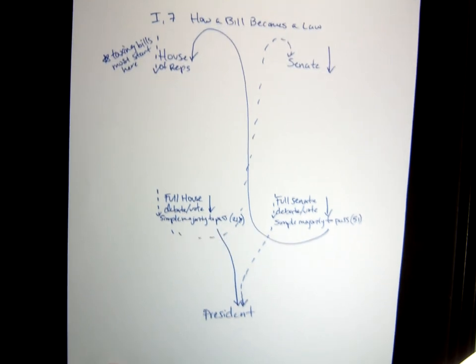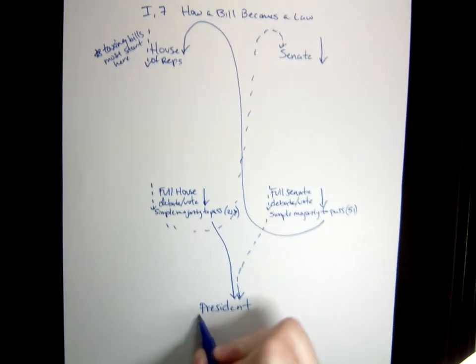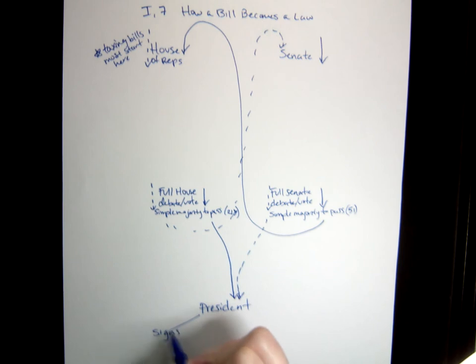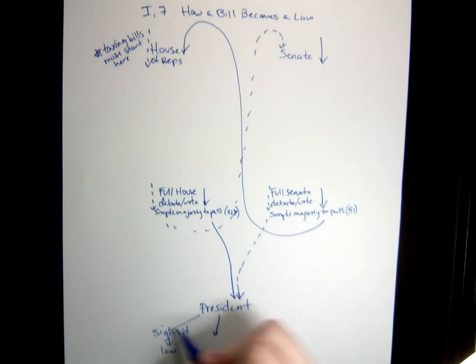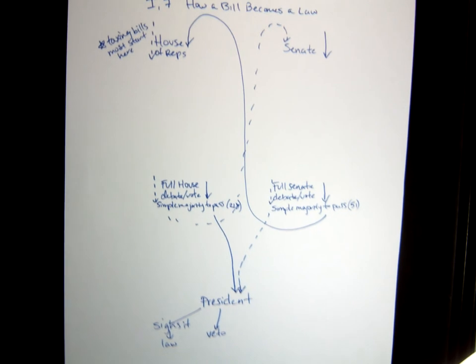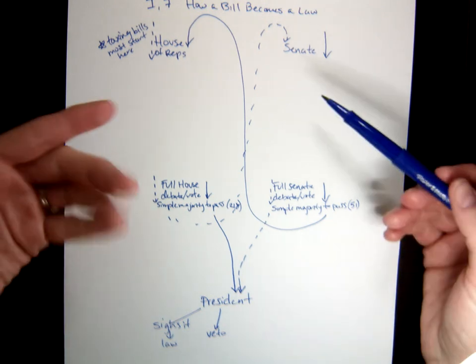And the president has some options. If he signs it, what happens? It's a law. Now he can veto it. The word veto does not come up in Article 1, Section 7, but if he doesn't approve, he shall send the bill back to the House in which it started with a list of objections.